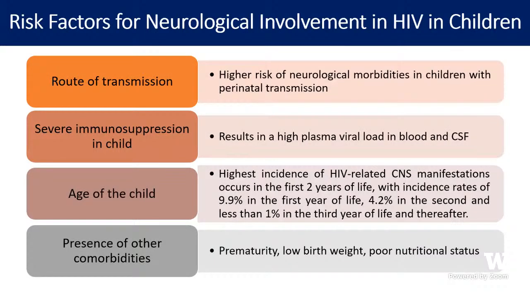So risk factors for neurological involvement. Direct infection will carry more risk, with more morbidity and mortality. So if it is transmitted perinatally, then there is definitely a very high chance of neurological comorbidities in the children. When the child is immunosuppressed, the viral load is also more. It will cross the blood-brain barrier and cause more infection. Third is the age of the child, definitely.